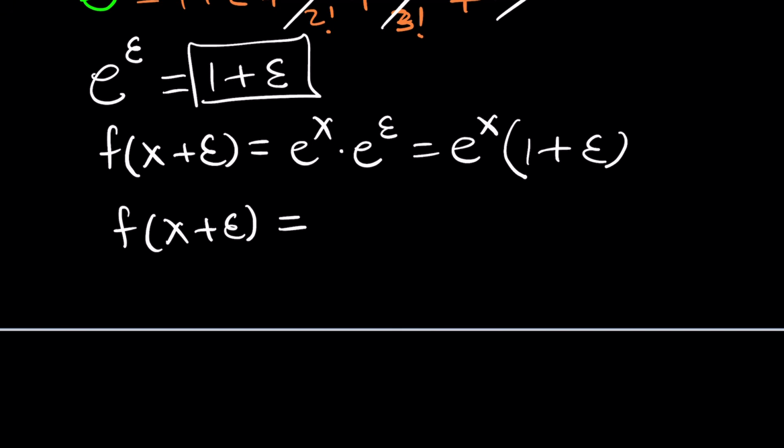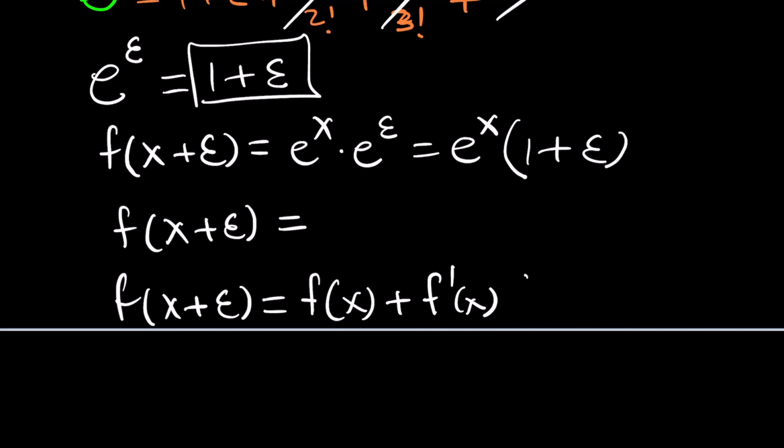When we have f of x plus epsilon, that gives us the function and its derivative. Do you remember the formula? The formula was like this for any function that is differentiable, of course. F of x plus epsilon is equal to f of x plus f prime of x times epsilon. So this is a single equation that gives you the function itself and its derivative at the same time. That's why it is so powerful, right?